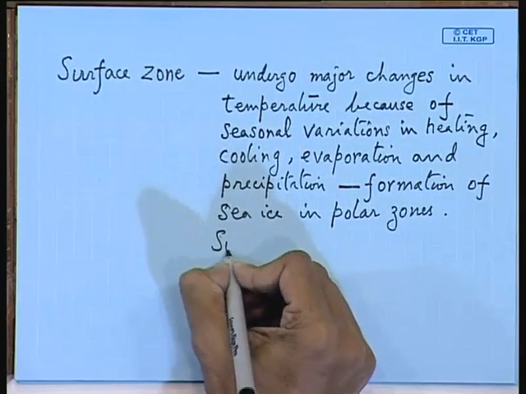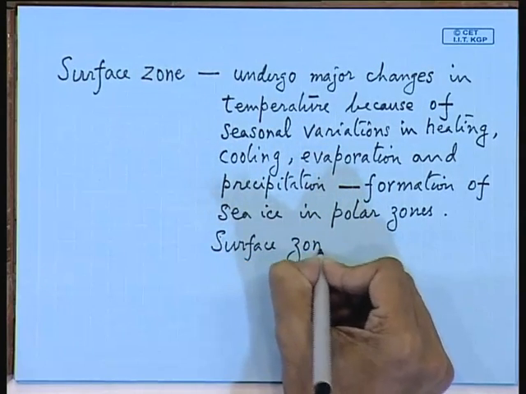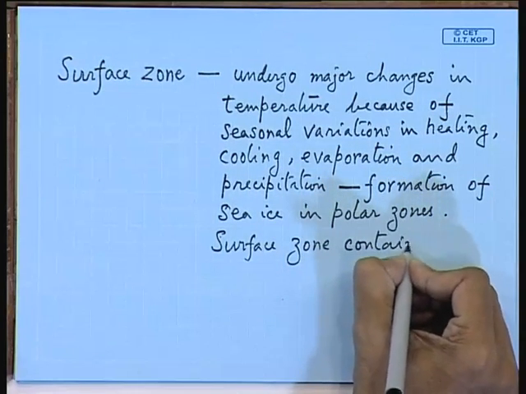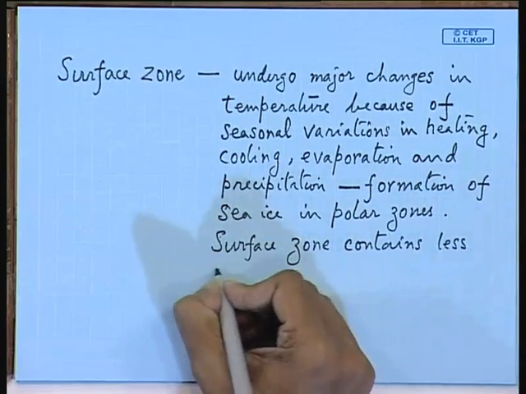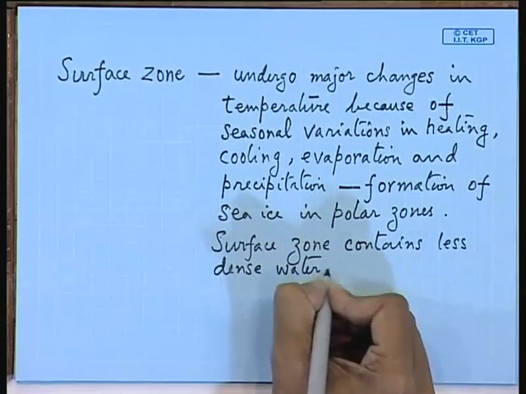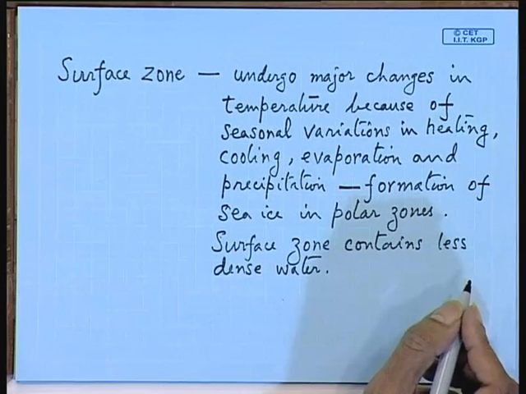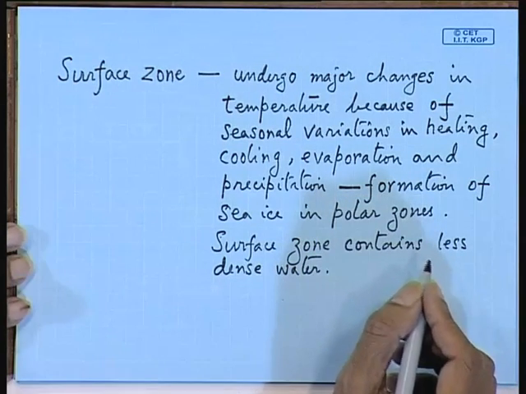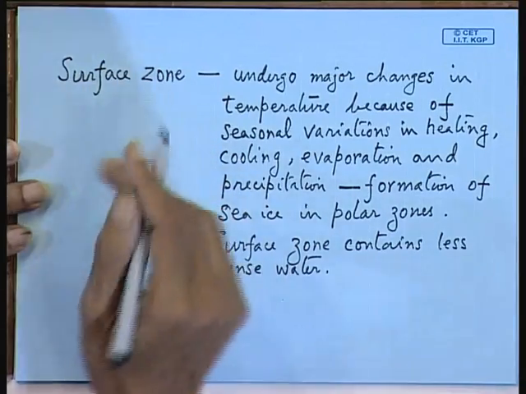Now, surface zone contains less dense water. The density is less. That is why it is remaining at the surface. If density is high, obviously this will go down into the depths. Now, this zone name has derived from these two words. Now, after this we end the surface zone.